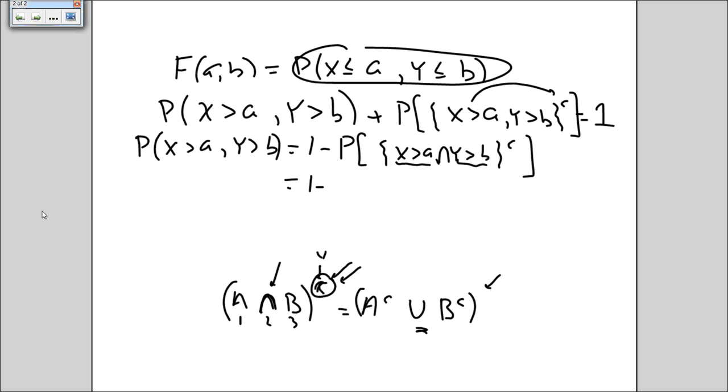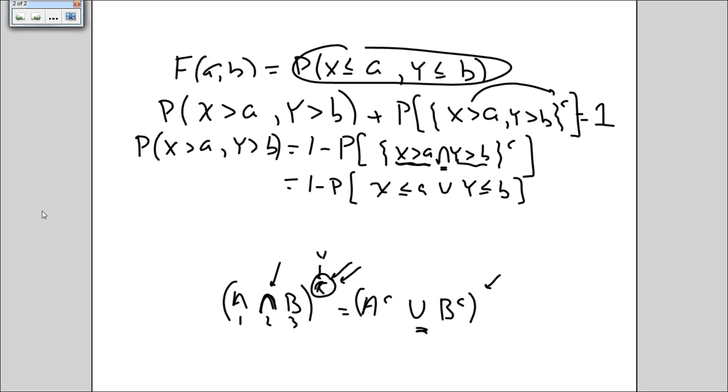So this is equal to 1 minus the probability. The complement of this is x's are less than or equal to A. The intersection becomes union, and y greater than B, if that's not true, then y must be less than or equal to B. Okay, so we have that.